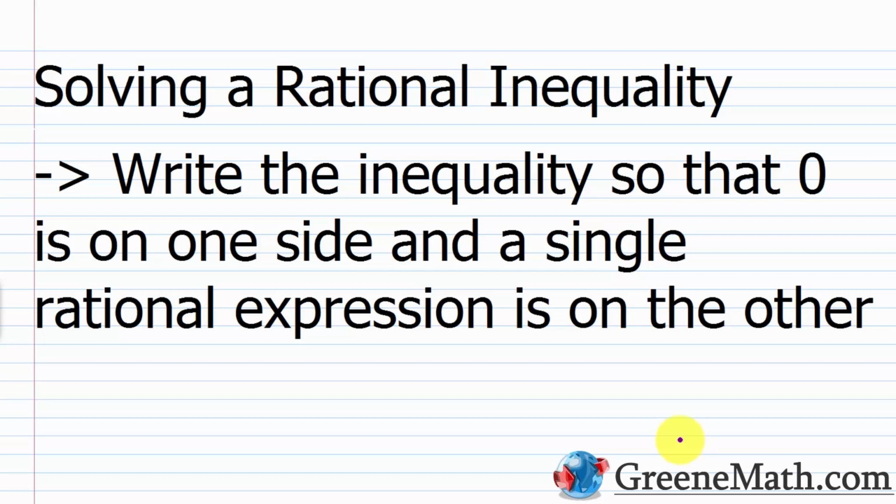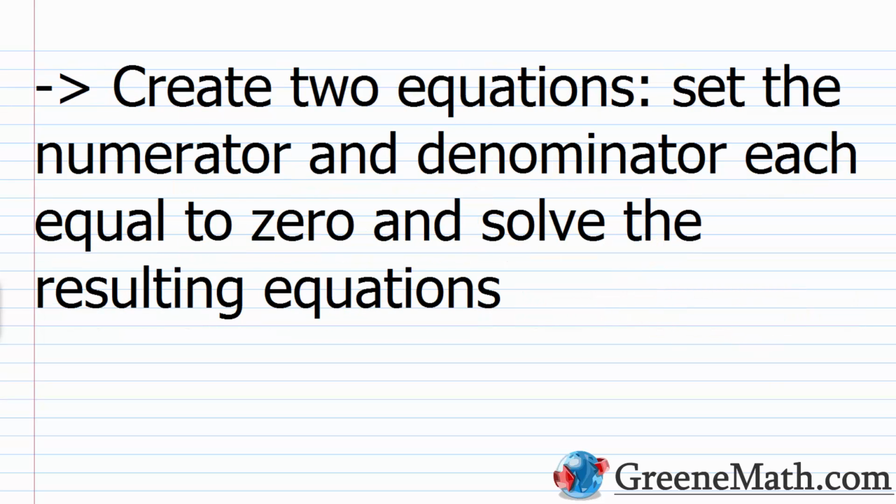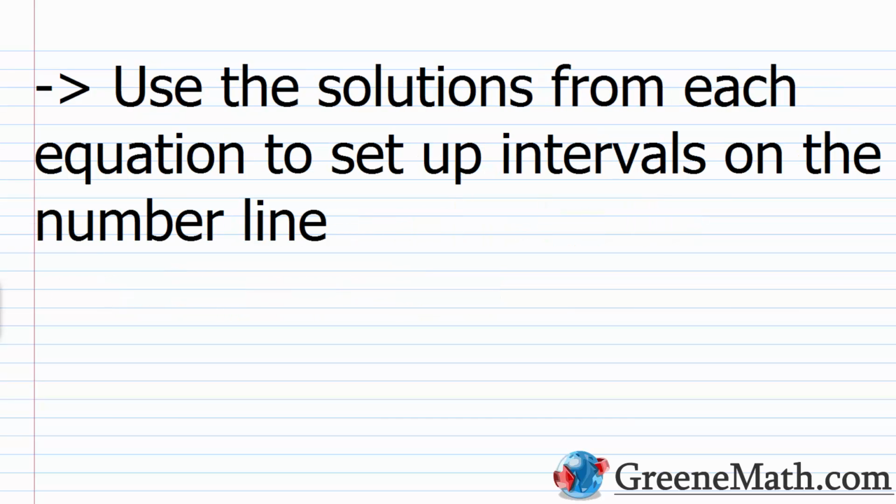The first thing we want to do is write the inequality so that 0 is on one side and a single rational expression is on the other. After you've done that, the next step is to create two equations. We want to set the numerator and denominator each equal to 0 and solve the resulting equations. The solutions are going to give you your boundaries, or some people call these critical values, some people call them endpoints.